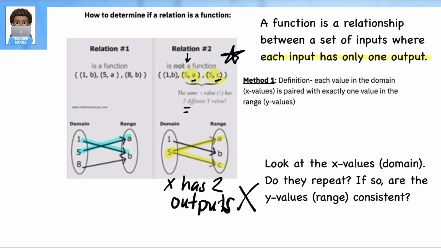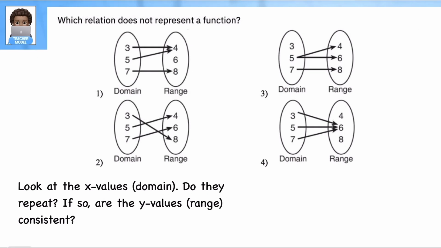Everyone has only one output. This is okay, where I put in a 1 and I get B, and I put in 8 and I get B. That is okay. That's still one output. But I can't put in one number and get two different answers. So let's look at this first example here. Do you recognize, look and see which one is not a function? Which one does not have one input for one output? Take a moment.